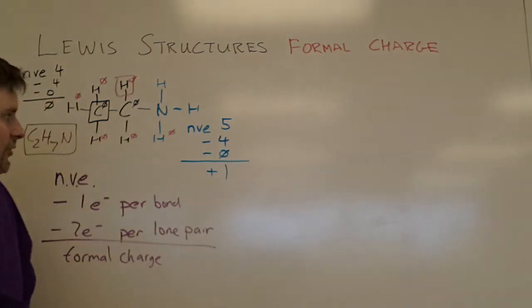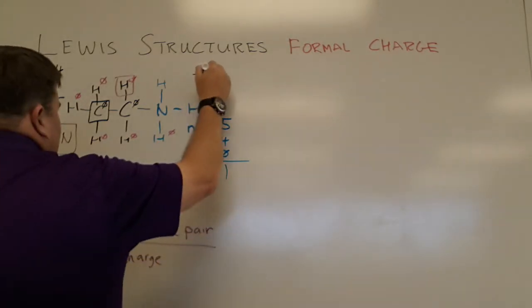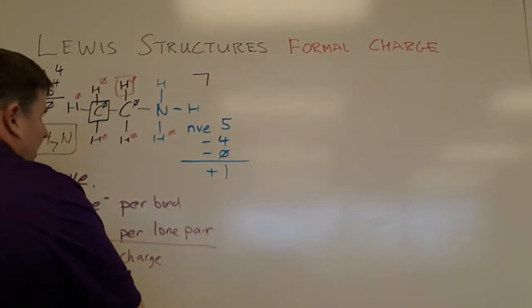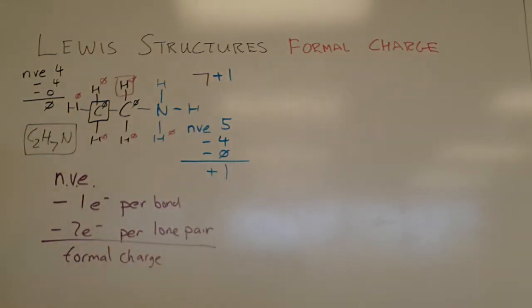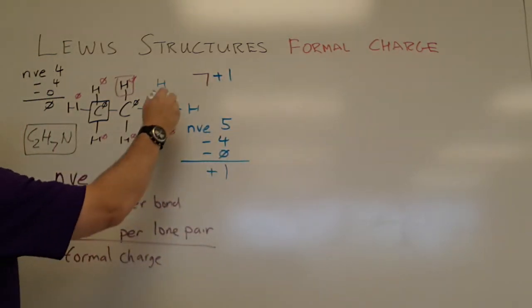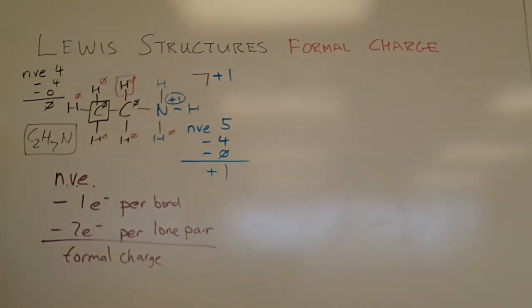My overall result is a +1, so my overall charge for ethylamine at this point, because it's been protonated, is a +1 charge. So the formal charge on this nitrogen is +1, which means that the overall charge in the molecule itself is going to be +1. Okay? All right.